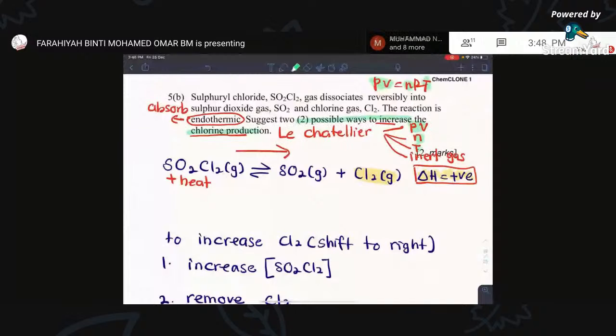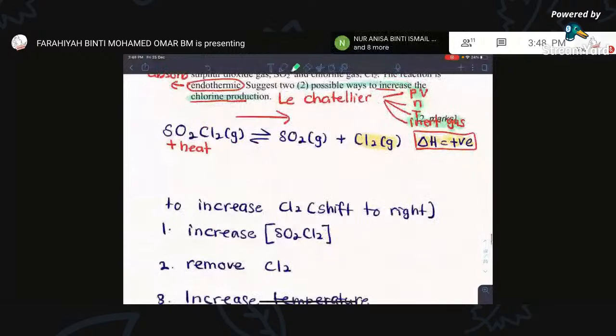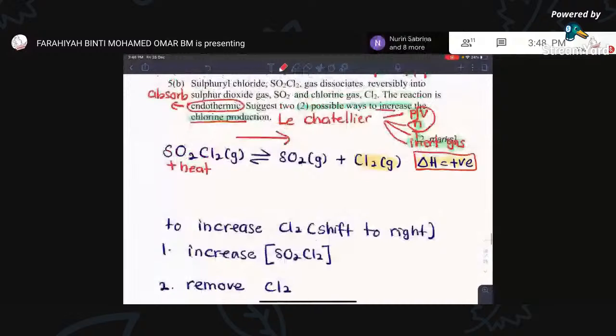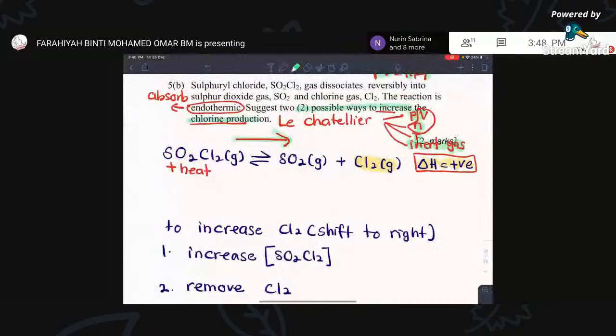Okay, so jadi you nak two possible ways, you tengoklah. Yang pertama saya pakai concentration. Concentration ni datang daripada mana? N dengan V. Okay. So concentration, kalau you nak shift to the right, you kena increase concentration SO2Cl2. Okay, kalau you increasekan di sini, dia banyak, so dia it will be consumed. Okay, so dia akan shift to the right. Okay, itu dia yang pertama.